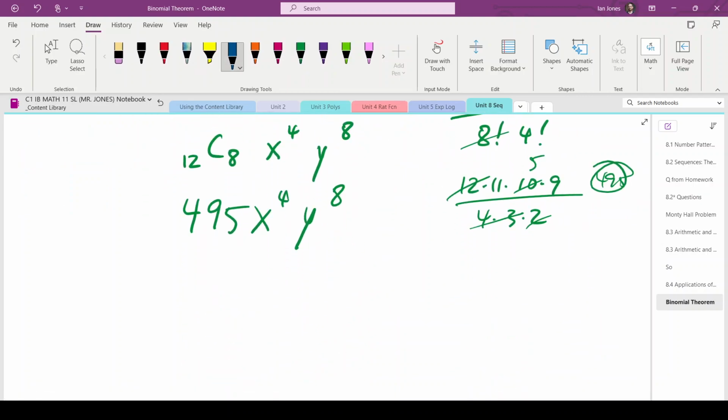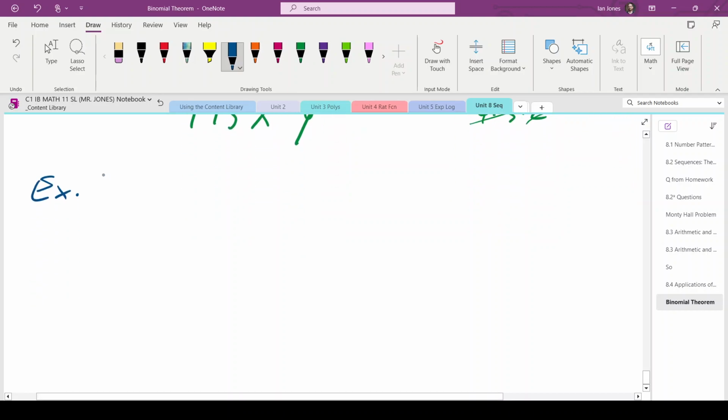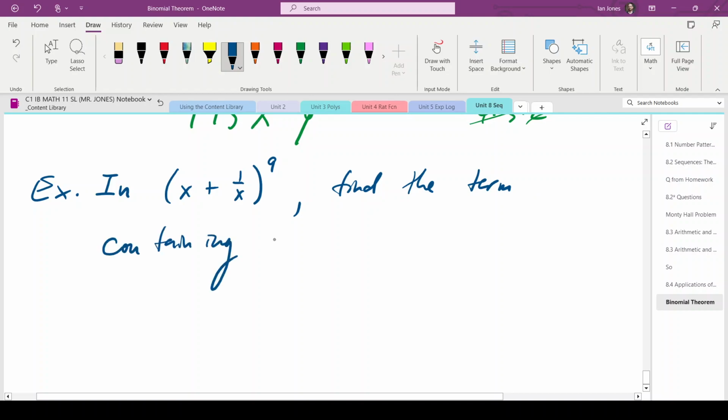Okay, last question here. Let's suppose we have a question that says something like this. We have a binomial expansion and it says in x plus 1 over x to the 9, find the term containing x cubed. Okay, now this is a little bit trickier because it doesn't tell us exactly which term we're looking at.